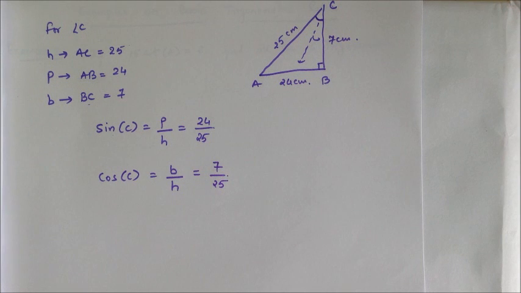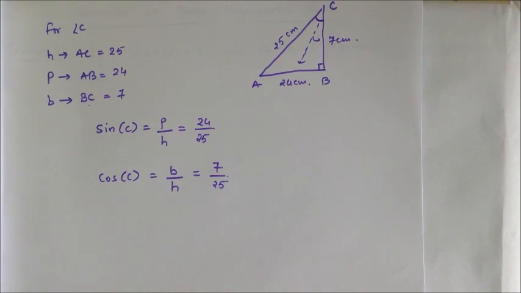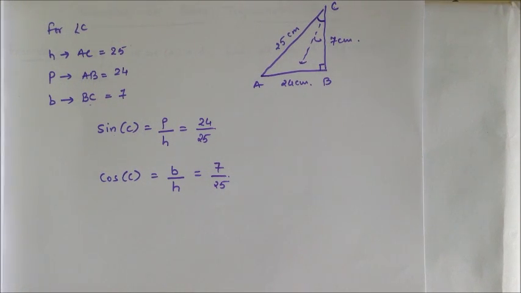So we can see that once we have identified the angle and the length of three sides of a right angle triangle, we can find the ratios which we desire.